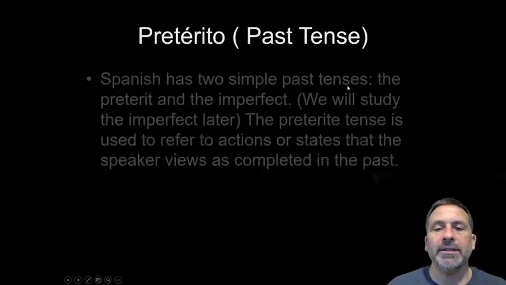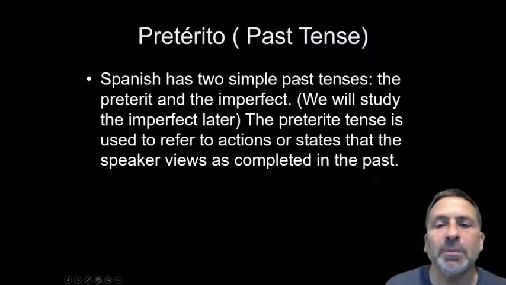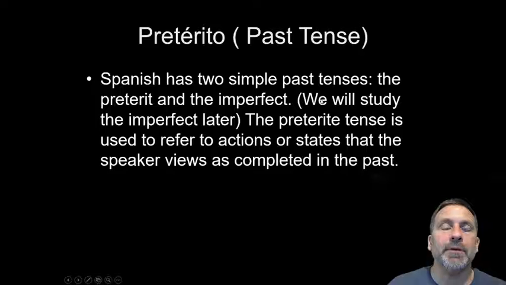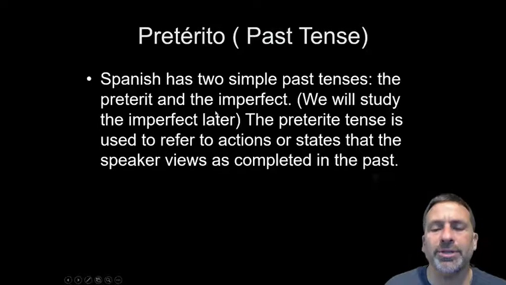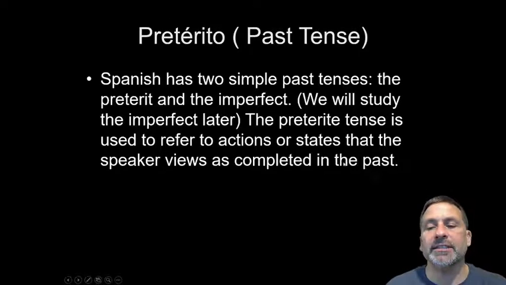And the pretérito talks about completed actions in the past. So Spanish has two simple past tenses, the preterite and the imperfect tense. We're going to study the imperfect tense later, which talks about habitual actions in the past, what you used to do on a habitual basis in the past. But this week we're going to focus on the preterite tense. The preterite tense is to refer to actions or states that the speaker views as completed in the past.